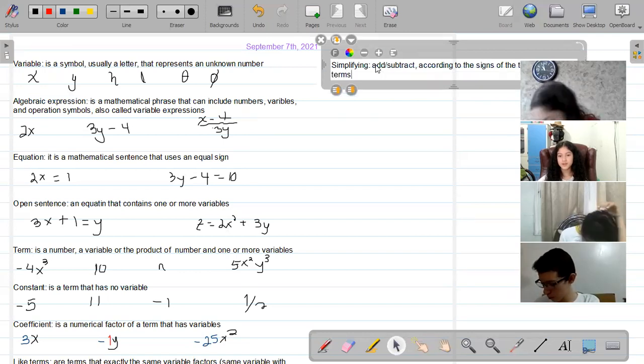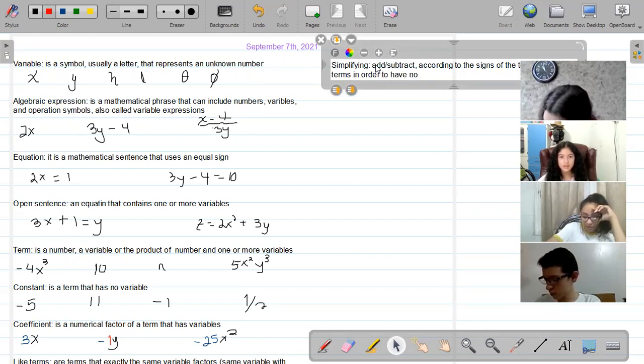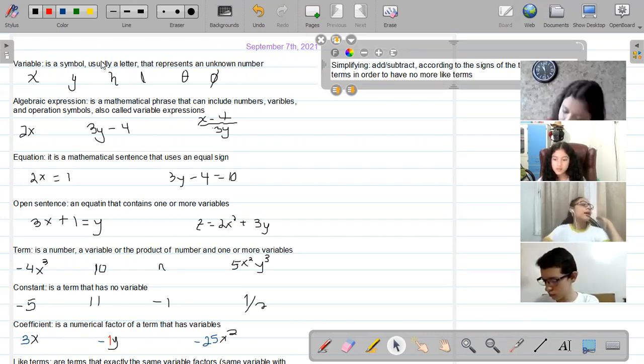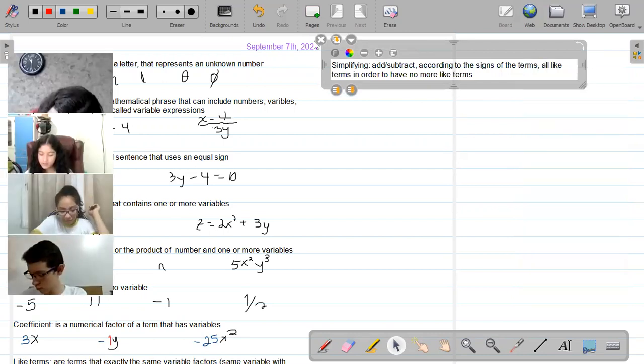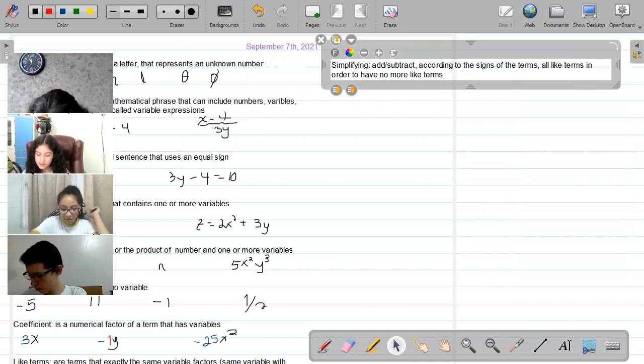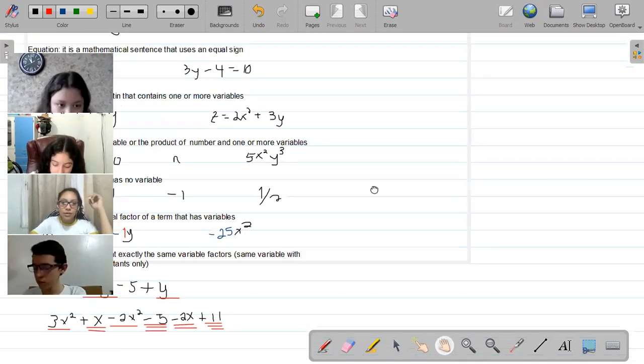All like terms in order to have no more like terms. Okay, so that's simplifying. I know it sounds kind of crazy, but simplifying is adding or subtracting, according to the sign of the terms, all like terms in order to have no more like terms. Okay, so let's copy the exercise that we had over here, down here.